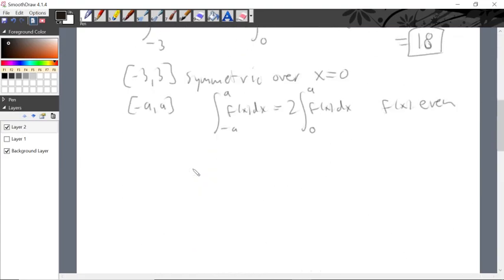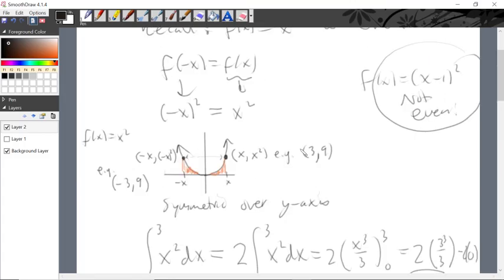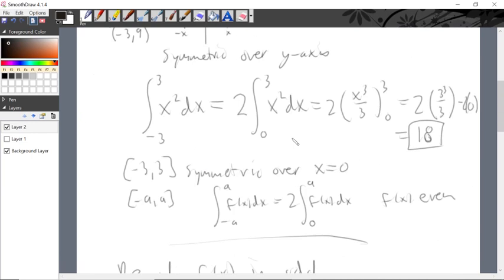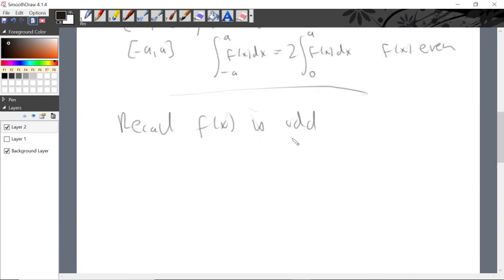All right. Now, what about an odd function? Recall, f of x is odd. Let's see. Which is an example of a function that is odd? Oh, how about the sine function? f of x equals the sine of x is an odd function. That is that f of -x is equal to -f of x.